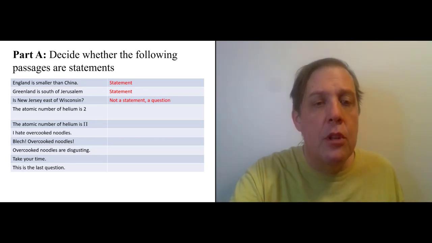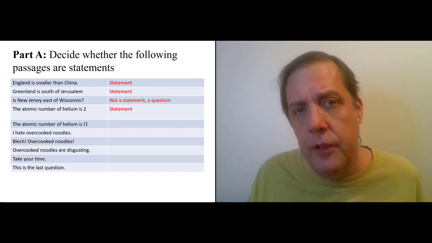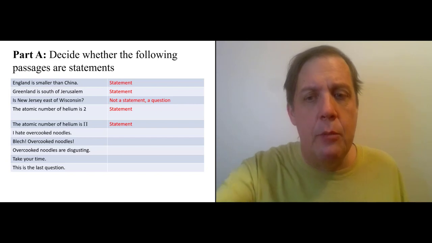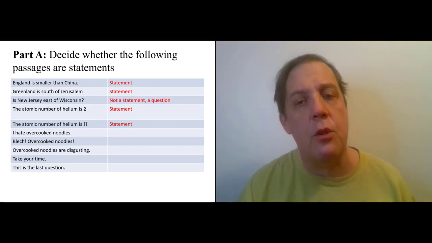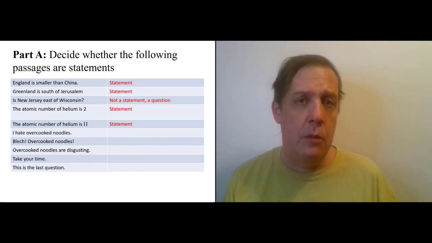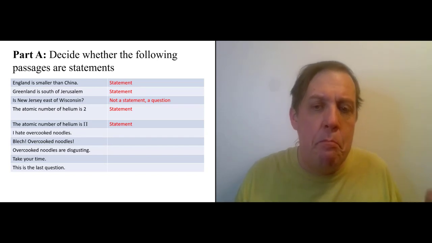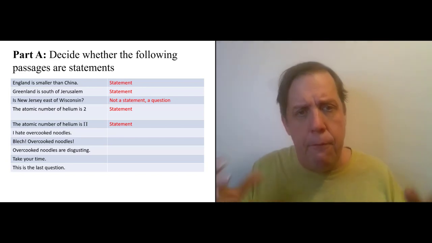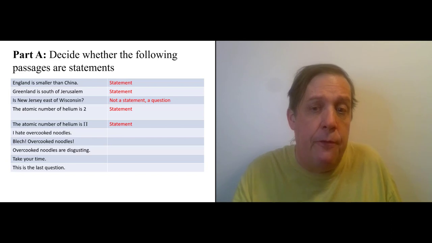The atomic number of helium is 2. That is a statement. Now look at the next one. The atomic number of helium is pi. This is also a statement. It's kind of a silly statement. If you remember your high school chemistry class, atomic numbers can only be whole numbers. And so an atomic number just can't be pi. But still, this is a statement. It's of the right form that we can evaluate whether it's true or false. And in this case, we just say it's false.